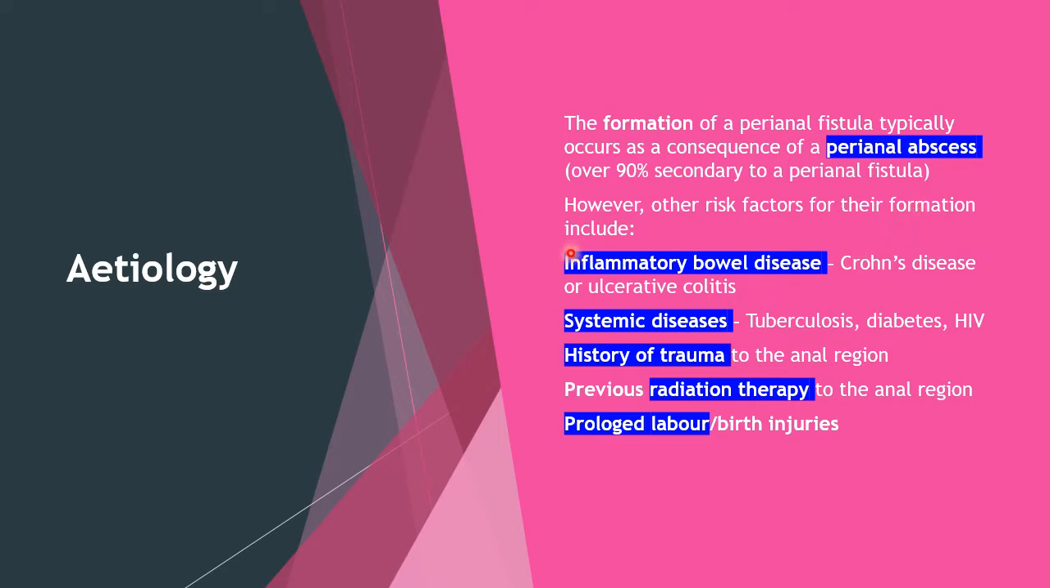However, apart from perianal abscess, the other risk factors for the formation of perianal fistula are inflammatory bowel disease, such as Crohn's disease or ulcerative colitis; systemic diseases such as tuberculosis, diabetes, and HIV; and a history of trauma to the anal or perineal region. An important cause is previous radiation therapy to the anal region, especially for carcinoma of the rectum or carcinoma of the anal canal.